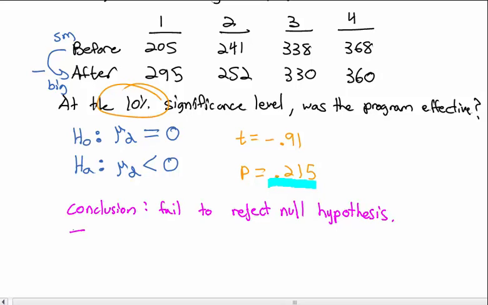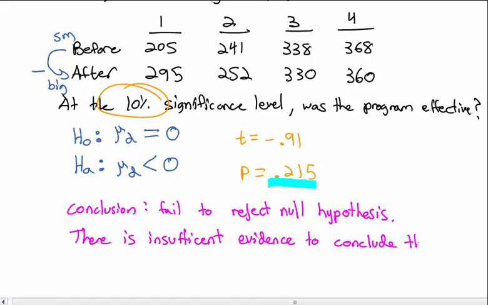In other words, there is insufficient evidence to conclude the program had any effect on lifting. Yes, person 1 had a big increase, but he might have been an outlier. It wasn't statistically significant enough to conclude that there was any difference made by the program.